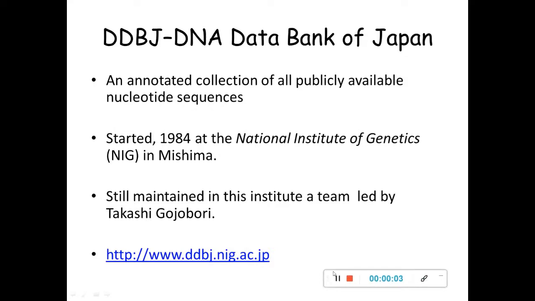Hi dear students, now let's explore what is DDBJ, that is the DNA Data Bank of Japan. It contains an annotated collection of publicly available nucleotide sequences, and it was started in 1984 at the National Institute of Genetics in Mishima, and it is still being maintained.